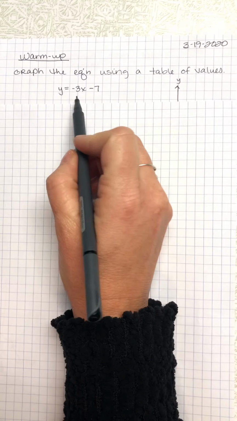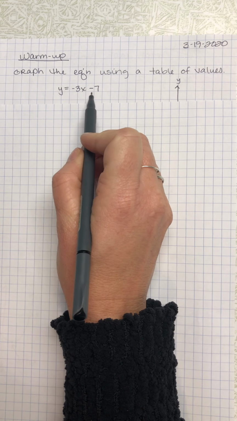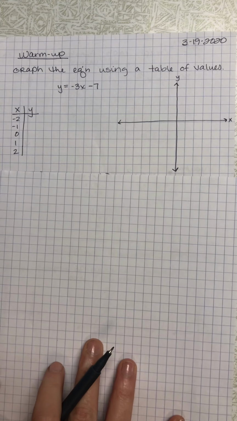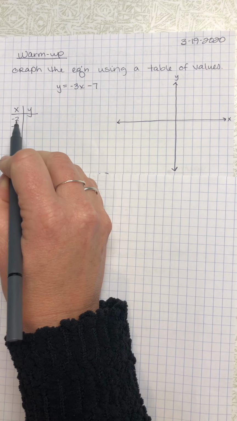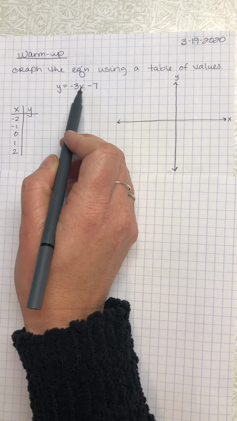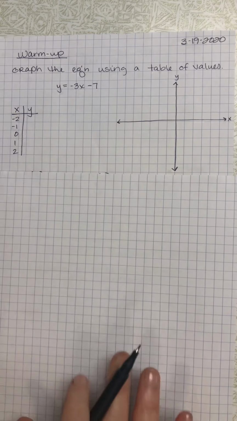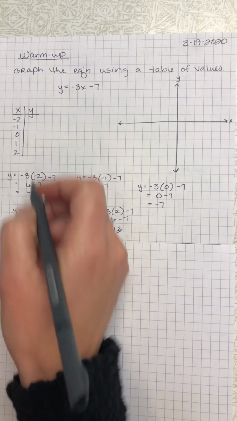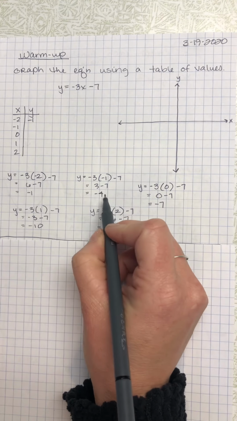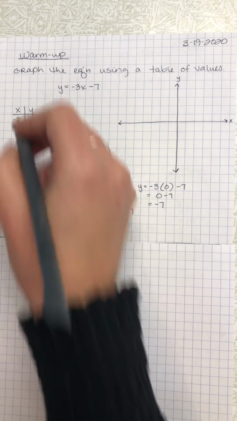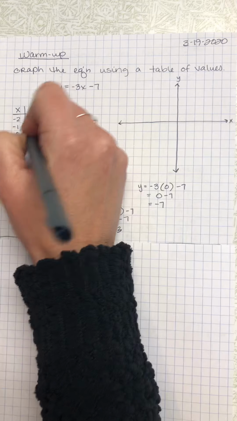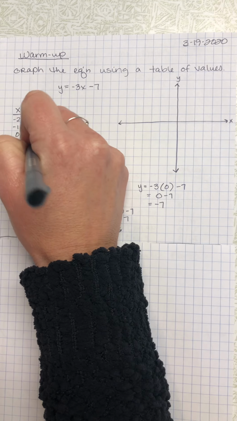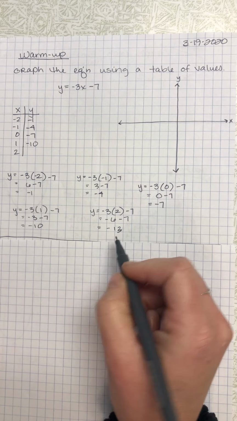If you remember from past chapters, we can graph the equation by using a coordinate plane and an XY table. We substitute in -2 for x to find the y. If you've done that, you found that when x is -2, y is -1. When x is -1, y was -4. When x was 0, y was -7. When x was 1, y is -10. And when x was 2, y was -13.